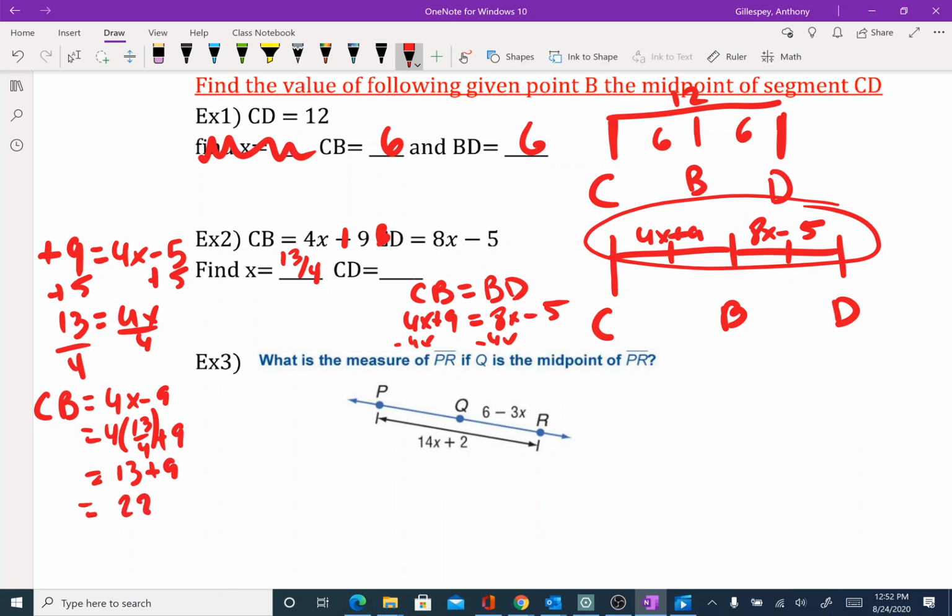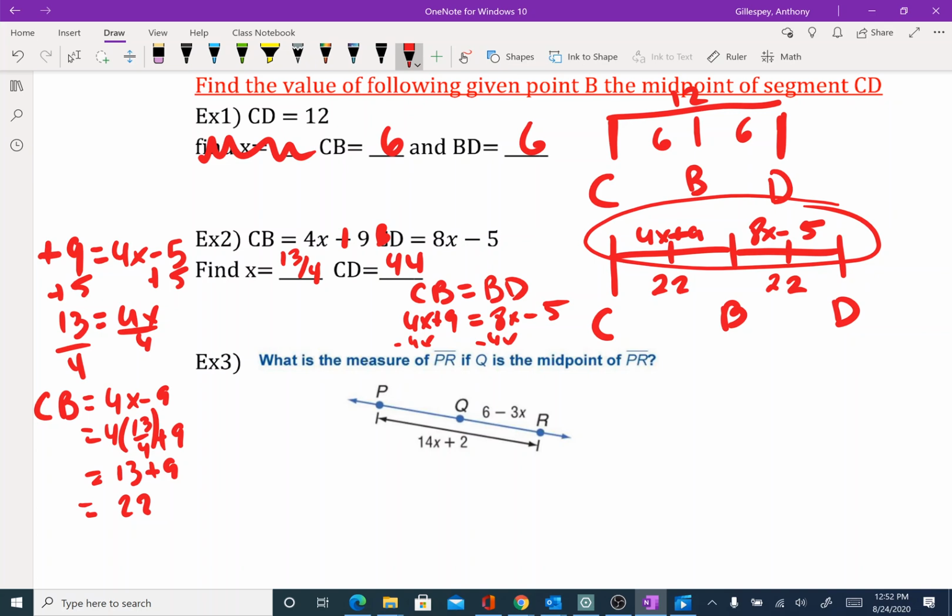What does that mean? CB is 22, which makes BD 22, because remember, they're equal to each other, right? So 22 plus 22 is 44. So CD is 44. What did I do? I solved the algebra problem, and then I plugged in the number for it to figure out what it was.